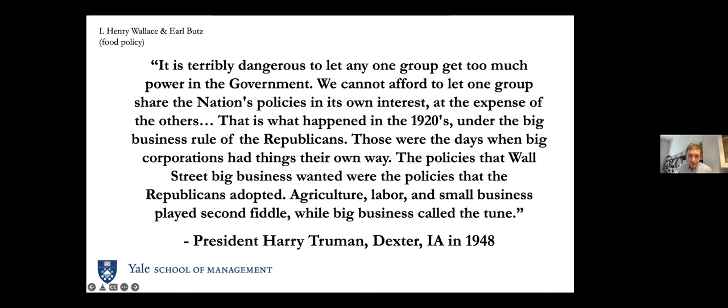I love this quote by President Harry Truman in Dexter, Iowa, at the National Plowing Convention, which is kind of in between Des Moines and Omaha. Quote: "It is terribly dangerous to let any one group get too much power in the government. We cannot afford to let one group shape the nation's policy in its own interest at the expense of the others. That is what happened in the 1920s under the big business rule of the Republicans. Those were the days when big corporations had things their own way. The policies that Wall Street big businesses wanted were the policies that the Republicans adopted. Agriculture, labor, and small businesses played second fiddle while big businesses called the tune." These words ring true today. This stuff is a tale as old as time.